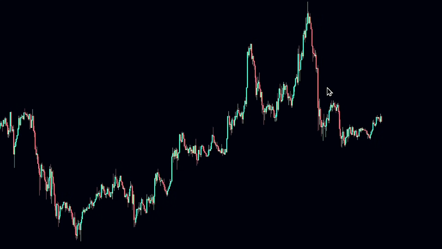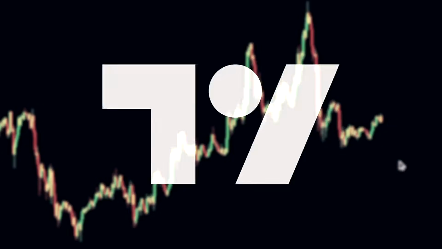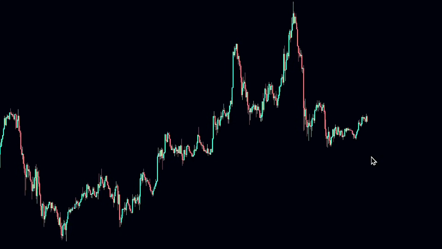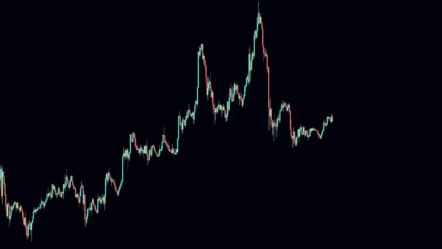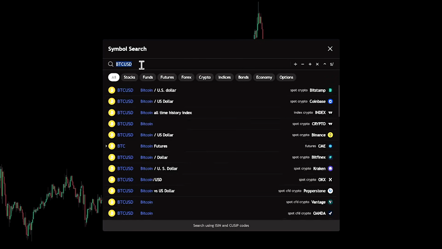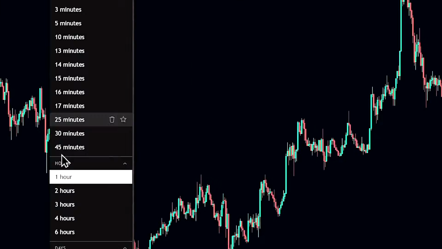To get started with this indicator, the first thing you need to do is head over to TradingView, which is the platform I'm using like always. If you don't already have an account, there will be a link in the video description for you to sign up. Once you're in, open any market you want on any time frame. In my case, I'm going to use Bitcoin on the 1 hour time frame, which is my sweet spot.